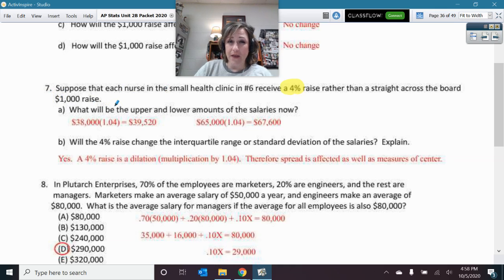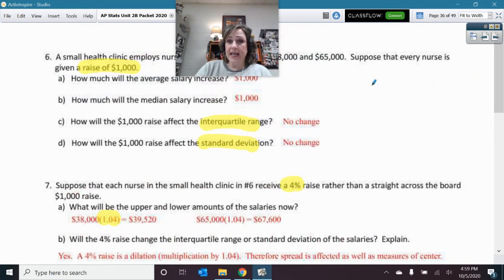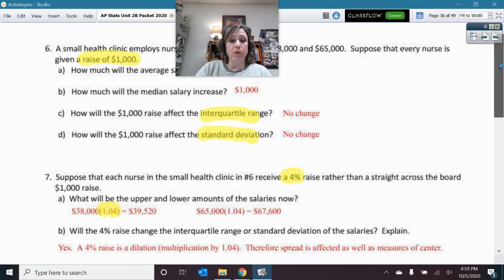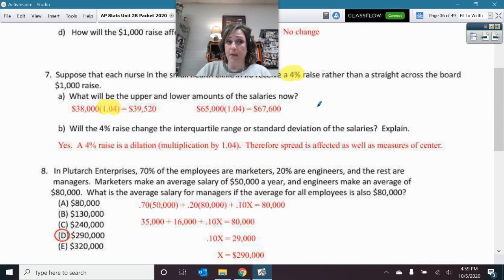So think about what that is and how that actually works. When you have a 4% raise, that means you get what you got plus 4%. So in essence, you have a multiplication factor of 1.04. The multiplying by the 1 makes the salary what you currently get in addition to that 4% more. So that's a multiplication. That's a stretch, we're getting bigger. So I just took those upper and lower amounts and multiplied them by the 1.04, and that's how I got the new upper and lower amounts.